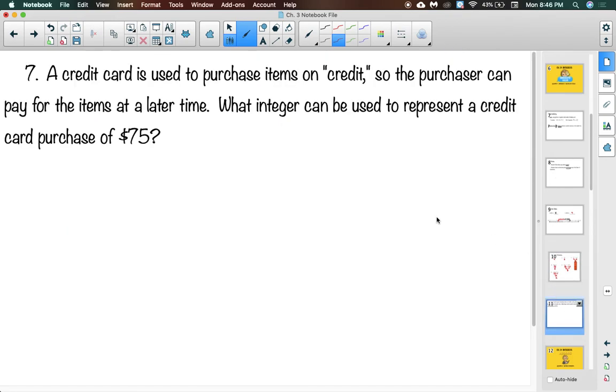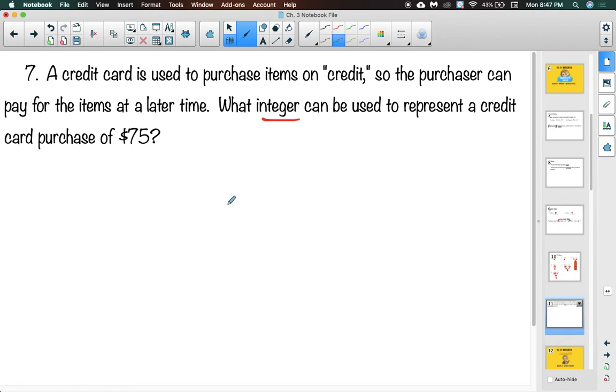Okay, last one. This one's really, really easy, but a lot of 7th graders struggle with these because they think they're asking something else. I just want to make sure you know what I'm asking in this problem. It says a credit card is used to purchase items on credit so the purchaser can pay for the items at a later date. What integer can be used to represent a credit card purchase of $75?